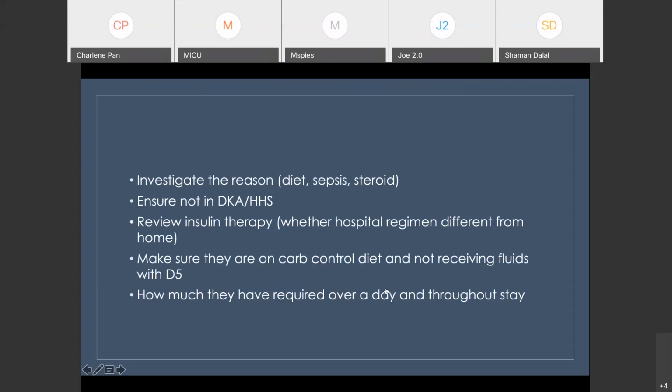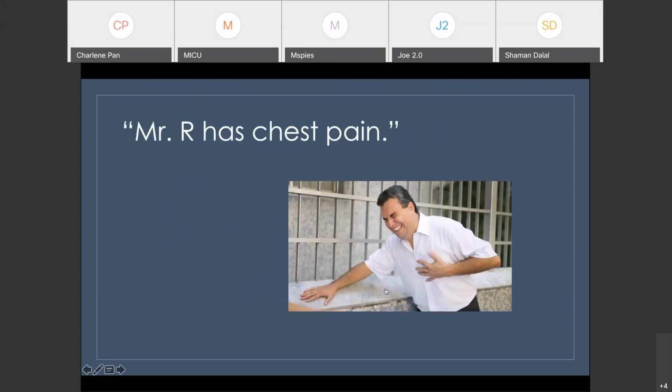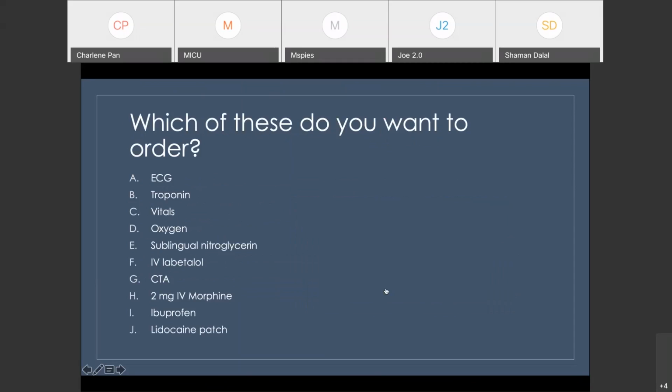So we saw... is there a head check? Which of these do you want to order? Who's on cardiology telemetry right now? What do you guys want to order? Okay.